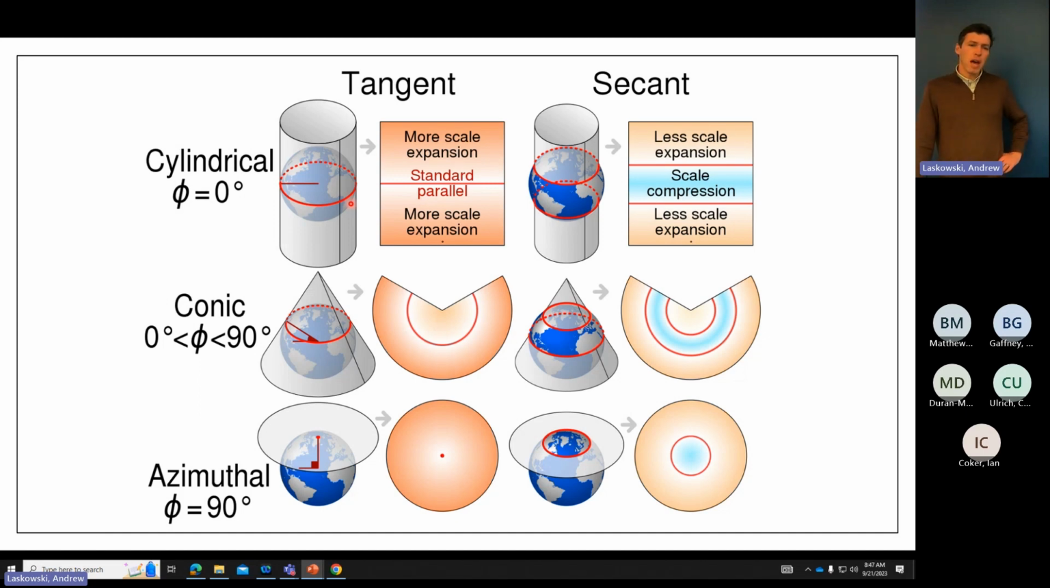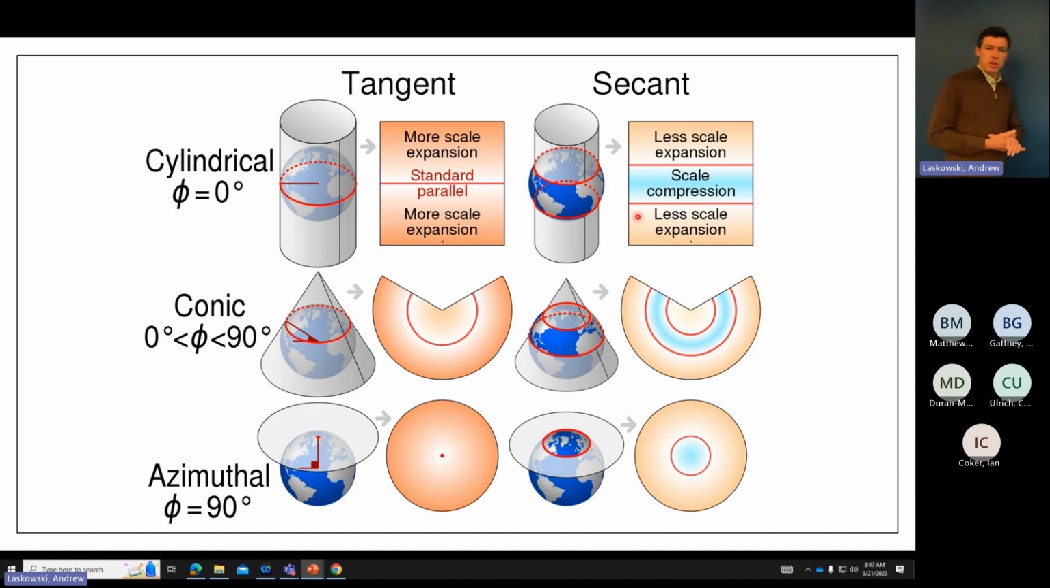The place on your map with 0 distortion will be exactly where that shape intersects the Earth's surface. And so for a tangent projection, that surface is just going to glance the Earth in one place. It's not going to go within the Earth at all. It's just going to have one standard line. Contrast that with a secant projection on the right side over here. You've still got that same shape, but the shape is actually inside the Earth in some places, creating 2 standard lines.